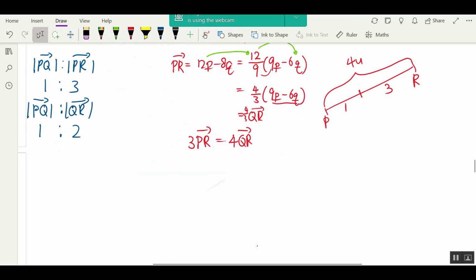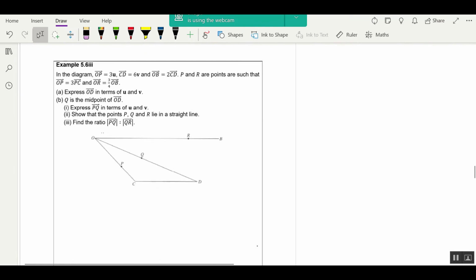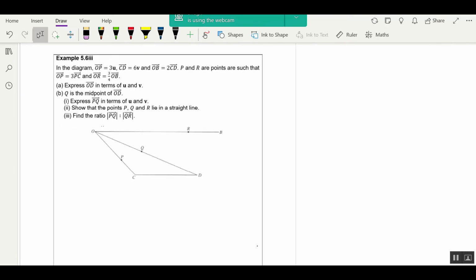Alright, so next, this would be a full-fledged question. They tell you that OP is equal to 3U. Where is OP? OP is over here, and this is equal to 3U. CD is over here, and this is equal to 6V. Anything in these two directions would be the same. OB is equal to 2 times CD, which means OB over here is equal to 12V because it's 2 times CD. The direction must be the same.